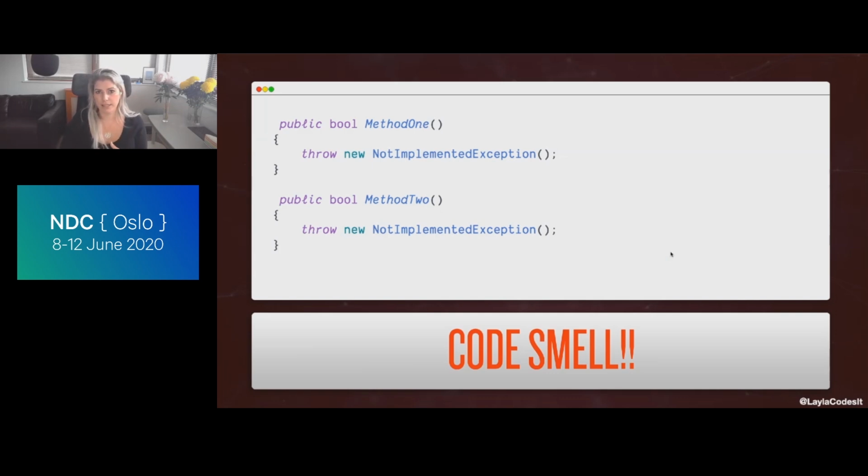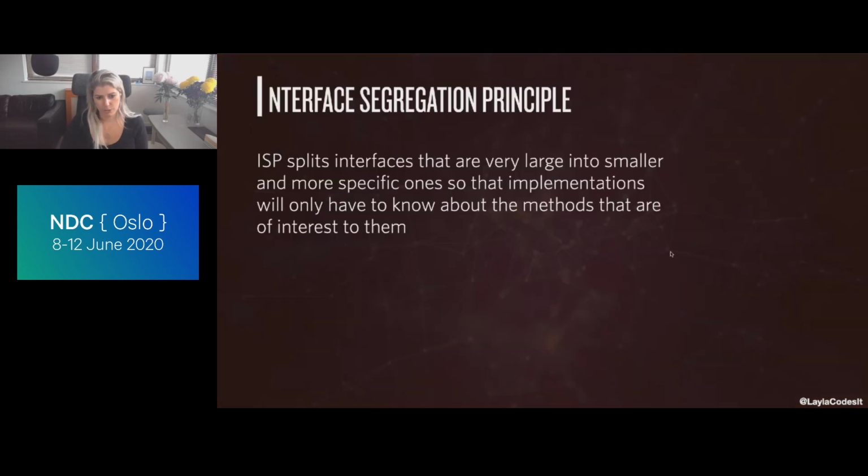So this is really not great. Now, if I do want to make my private method public, I should write a second interface for it, which brings me on to the I in SOLID, the interface segregation principle. This splits interfaces that are very large into smaller and more specific ones, so that implementations will only have to know about the methods that are of interest to them. So now I can implement two interfaces on my class, but Clara just needs to implement the one.